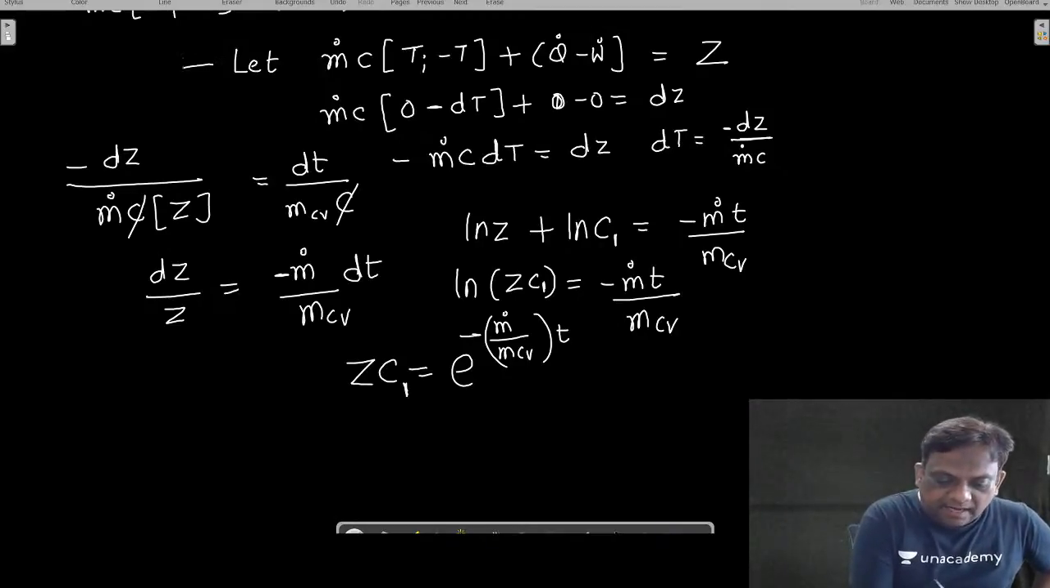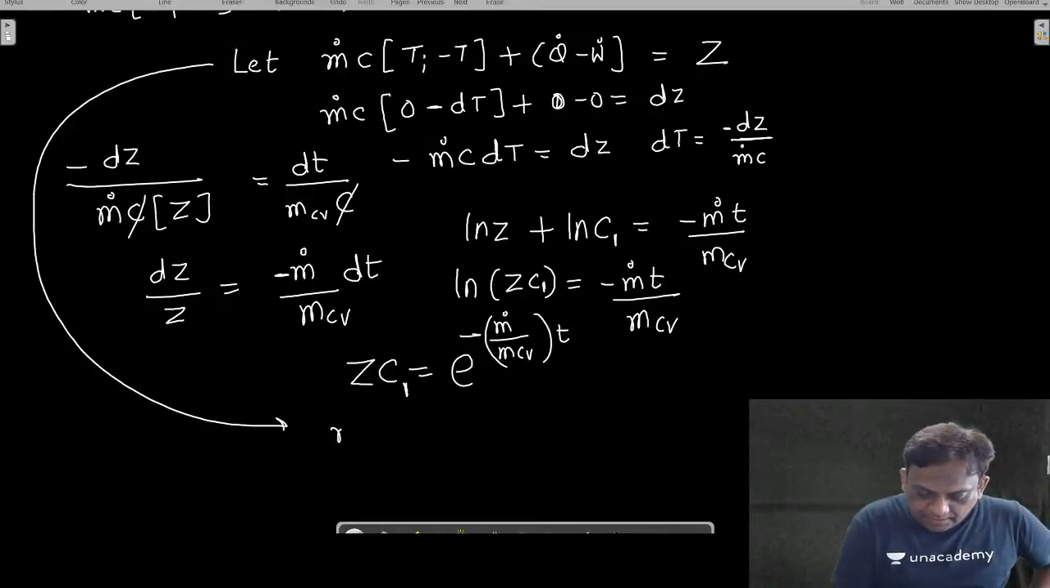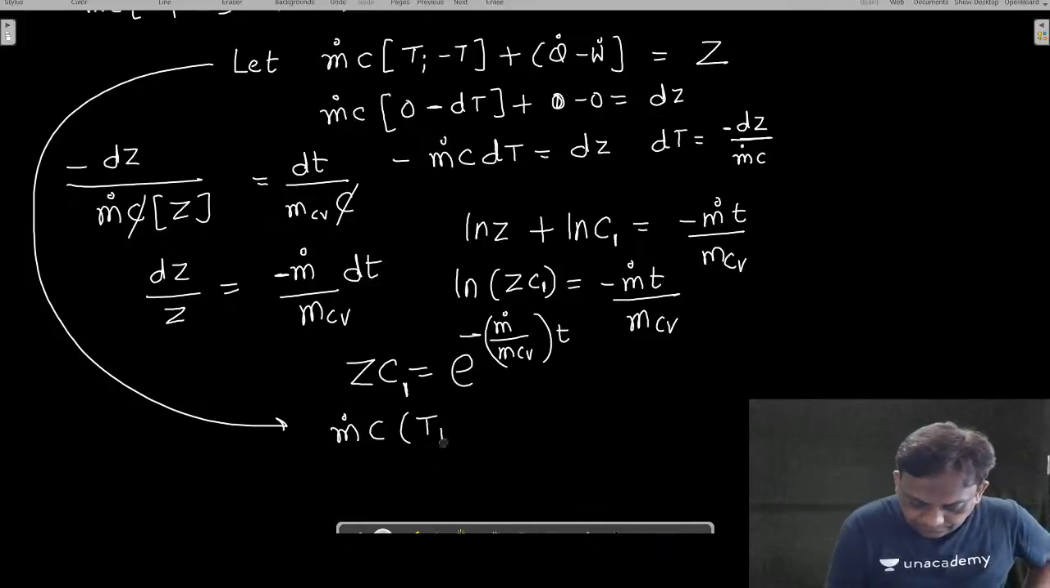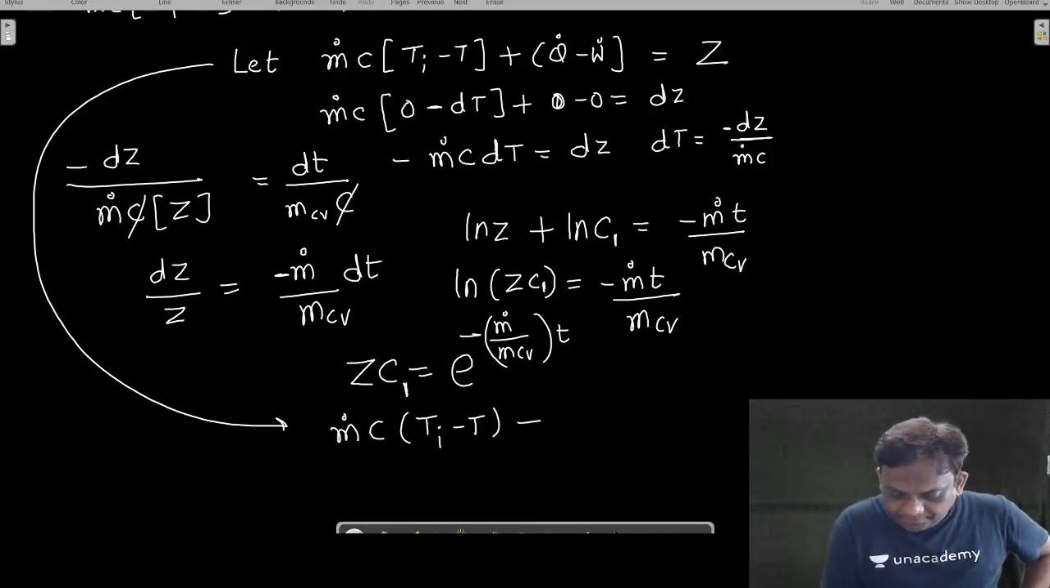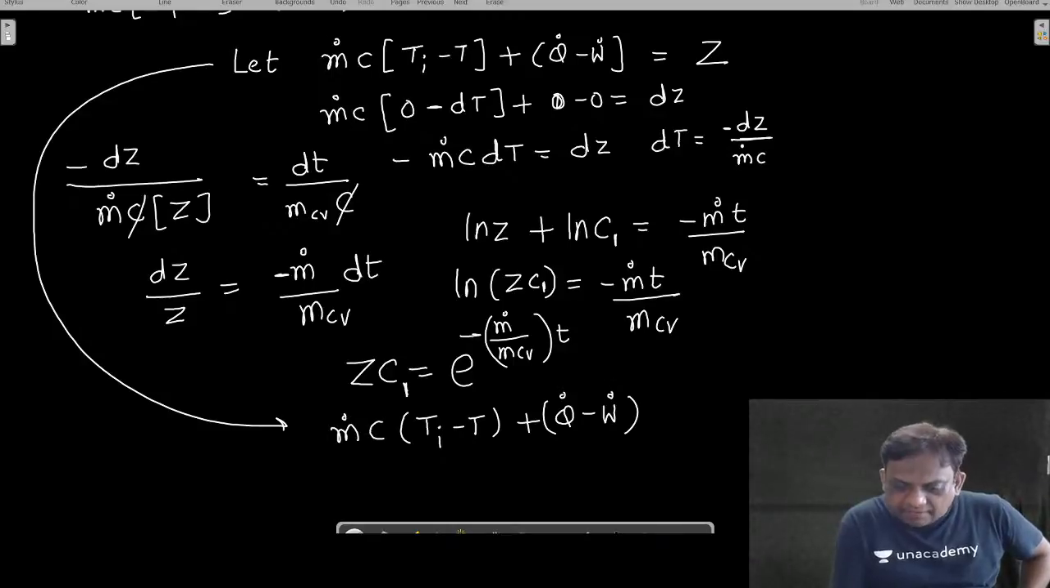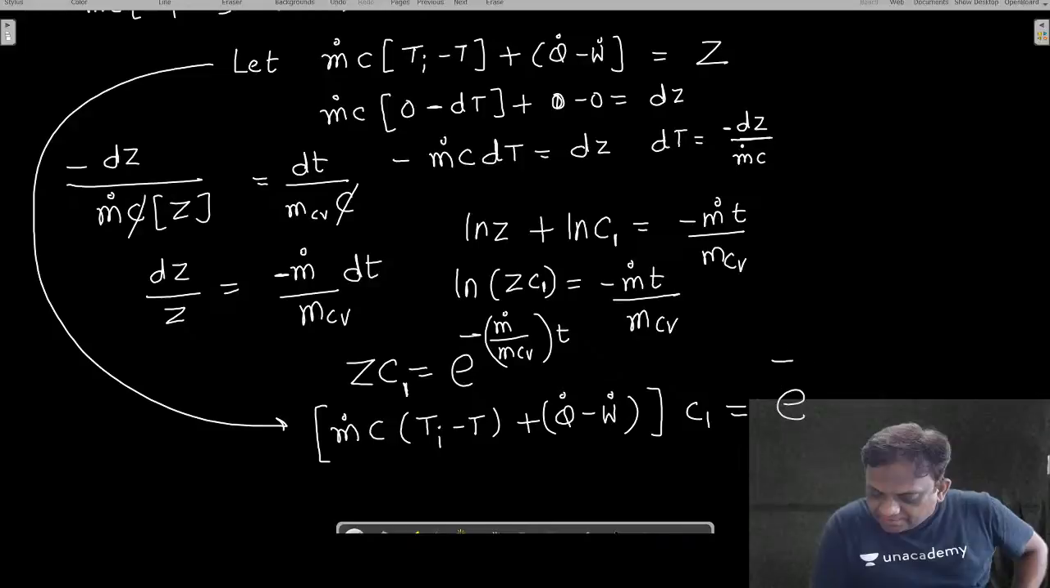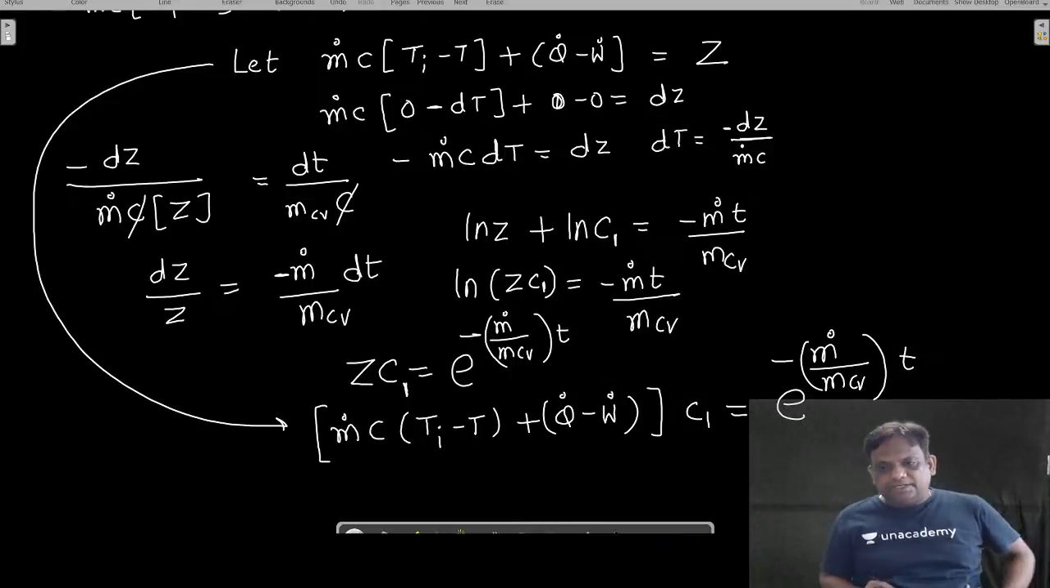What is Z? Look here. The value of Z is here, look. The value of Z is m dot c into (Ti minus T), and Z is equal to e power minus m dot by m c v into t, times C1. This is my equation. Wonderful, my dear students.